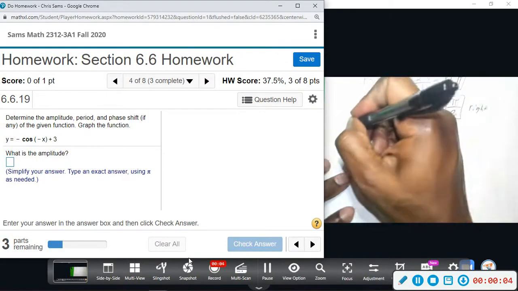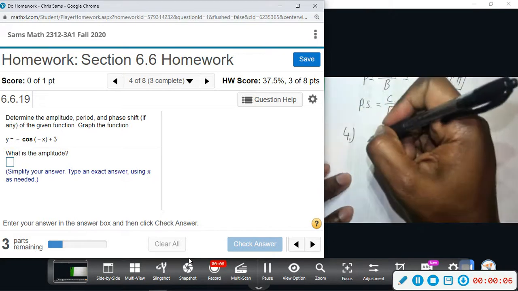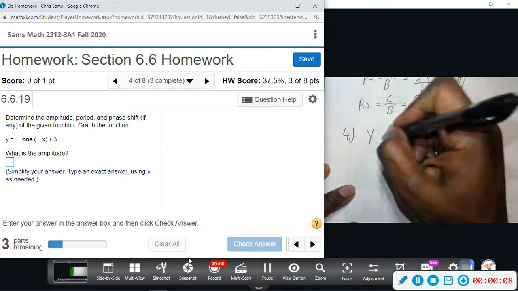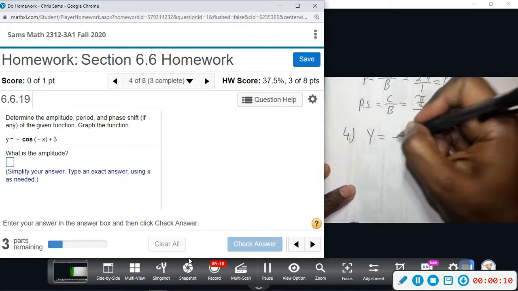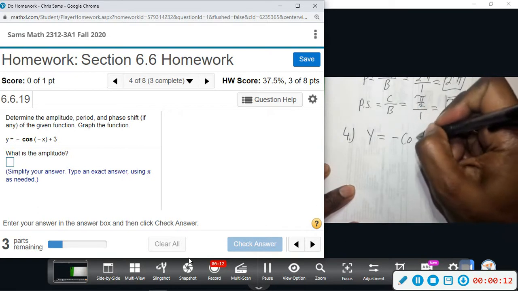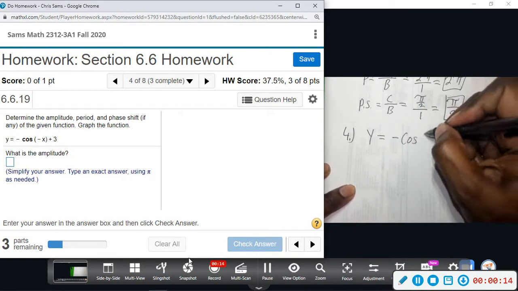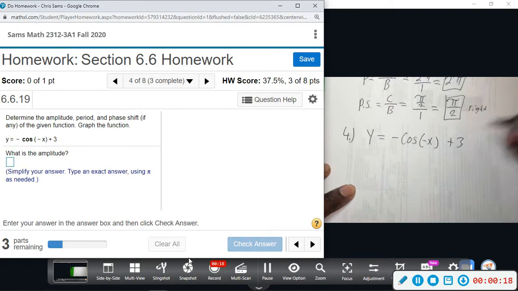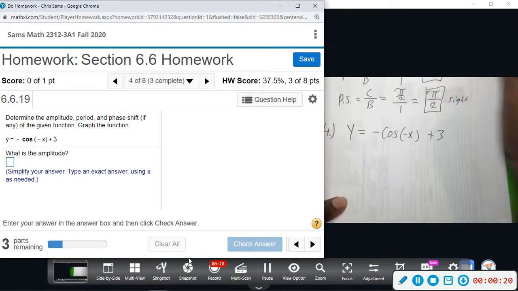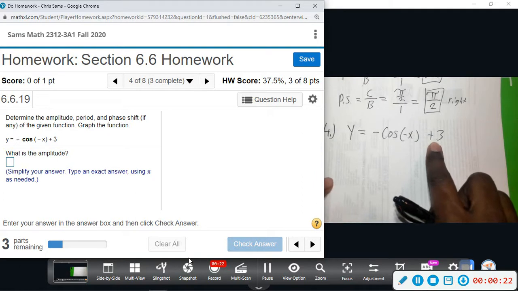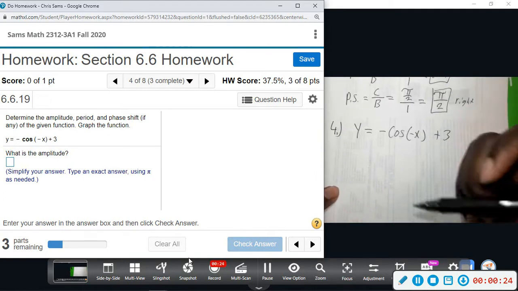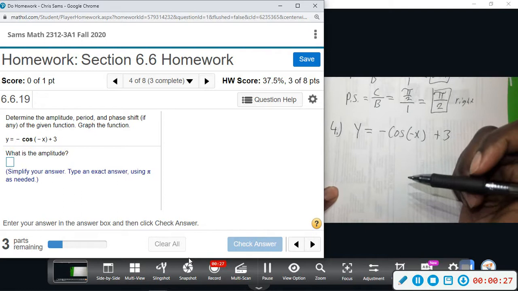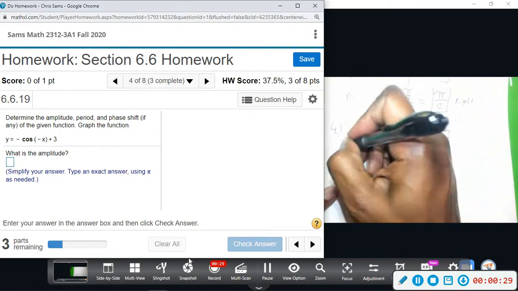Alright, number 4. We have y equals negative cosine negative x plus 3. Alright, so this time this plus 3 is outside, so that's going to be a vertical shift. So they just want to know the amplitude for the first part. So let me go ahead and do all the parts.